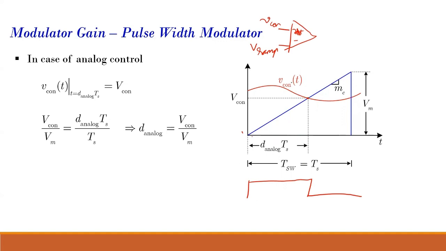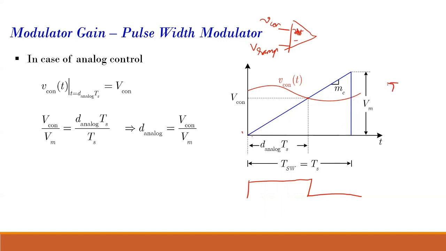So when my V-con is more than my VRAM, then the output is high, and when V-con becomes less than VRAM, my output is low. And in analog control, my V-con will have a slight variation, slight change. It will not be constant. In digital control, it is constant, but in analog control, it varies. So when this is the scenario, we want to find the transfer function.